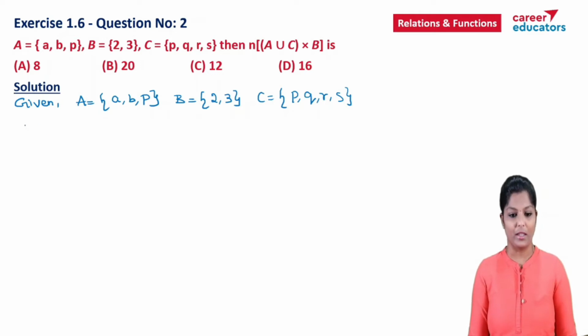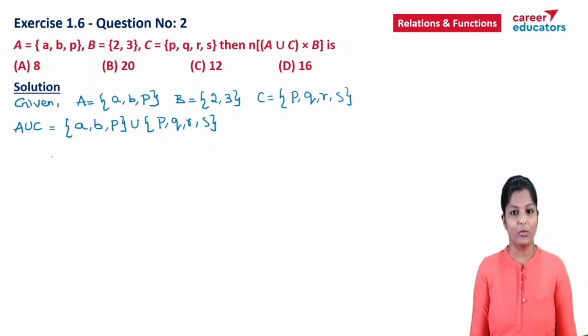First, we'll find A union C. Write all the elements of A: a, b, p, union. Write all the elements of C: p, q, r, s. To find A union C, we have to combine all the elements of A and C without repetition. We will get a, b, p, q, r, s. Now we got A union C. Next we have to find (A union C) cross B.